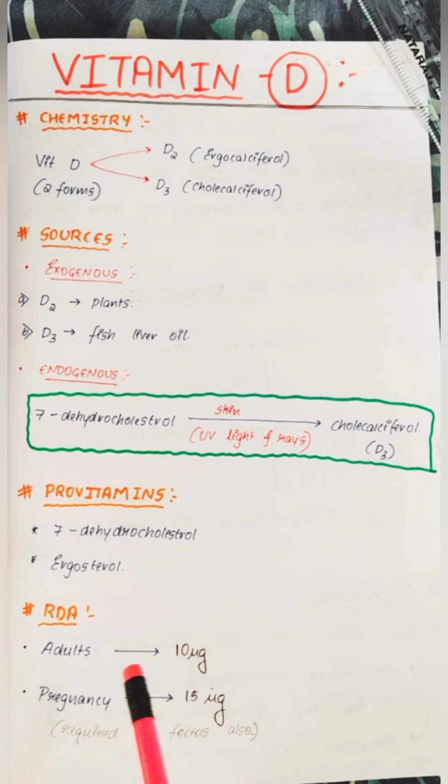So what is the RDA, the daily requirement? In adults it is 10 μg, whereas in pregnancy it is 15 μg. Why is there an increase? Because it is also required for the fetus.